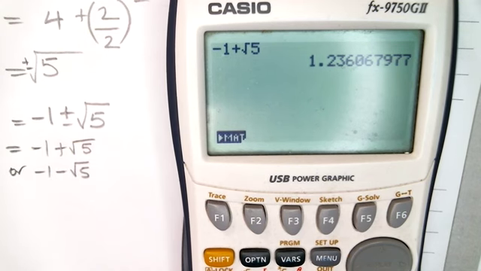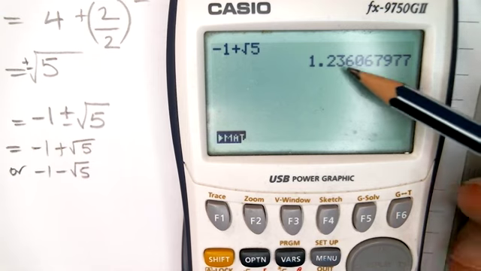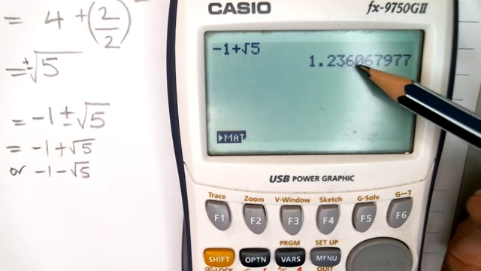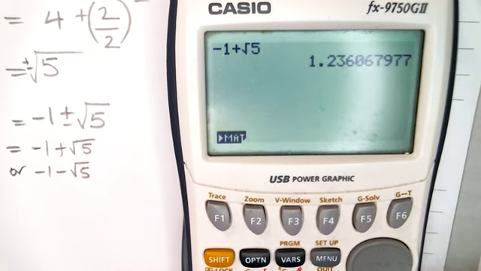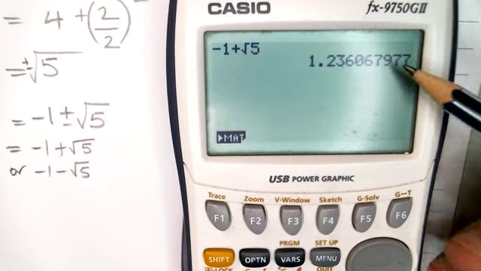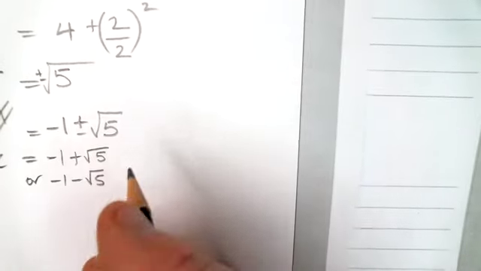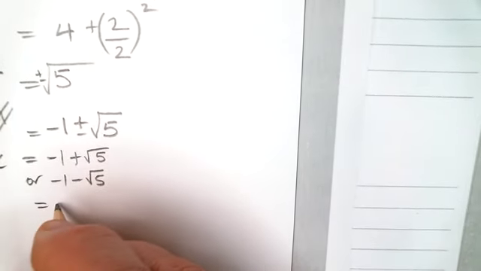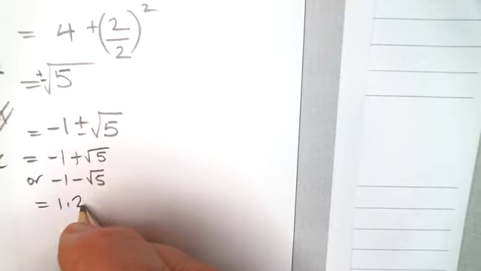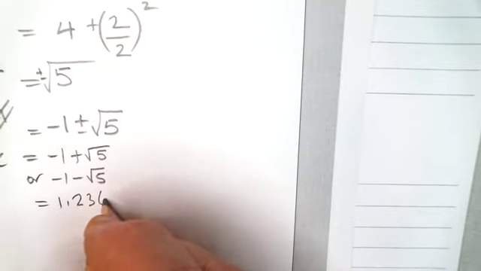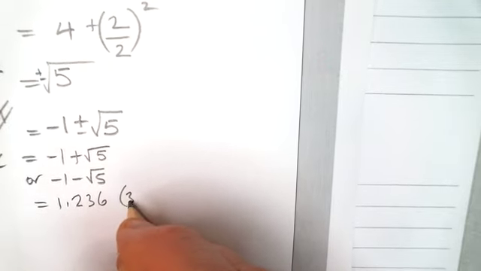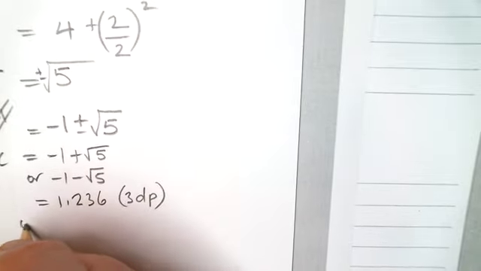Should I do? Yeah, I'm gonna keep it to 3dp here because this rounds this bit up, and I think we should keep it to 3. Beyond there, nothing much happens. So I'm gonna say equals 1.236, and I'm gonna put here 3dp.